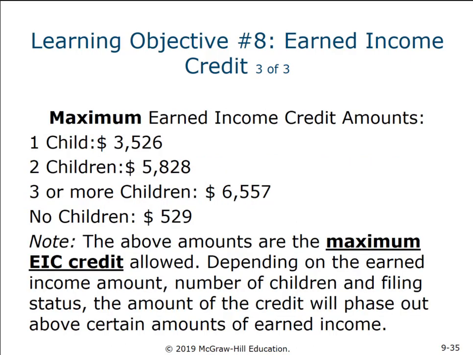Now, most people, this is how it's calculated. You've got maximum amounts, you've got phase outs, all that kind of stuff. But almost everybody looks it up on the earned income credit tables. This textbook does not provide those tables. They are easily found on the IRS website. Make sure you're not looking at tax tables, make sure you're looking at the earned income credit tables. And you look up your income twice. You look up the AGI and you look up the earned income.